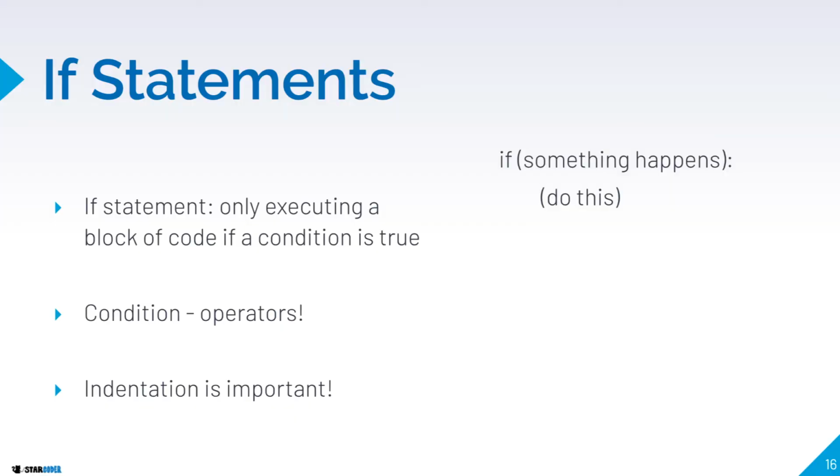Finally, let's look at if statements. What is an if statement? An if statement is a part of Python that basically takes a condition, as we can see on the right-hand side, if something happens, and will only execute a certain block of code if that condition is true. So if something happens, then it will do this. The condition is where operators are important. If the operator returns true, aka if something happens is true, then it will execute the code.